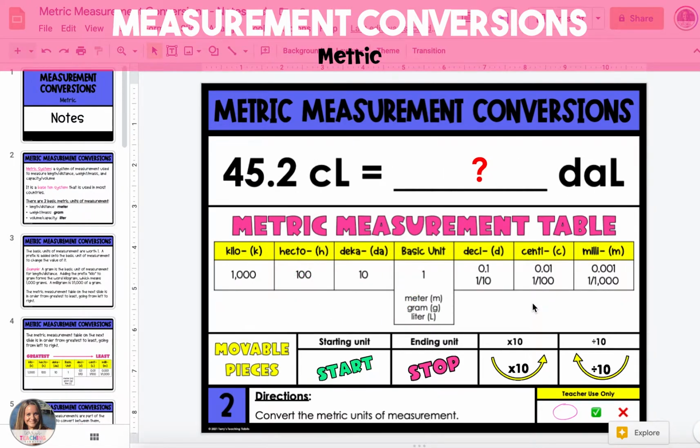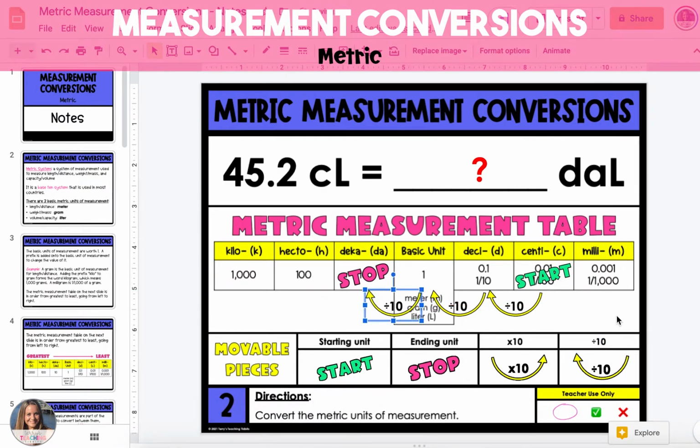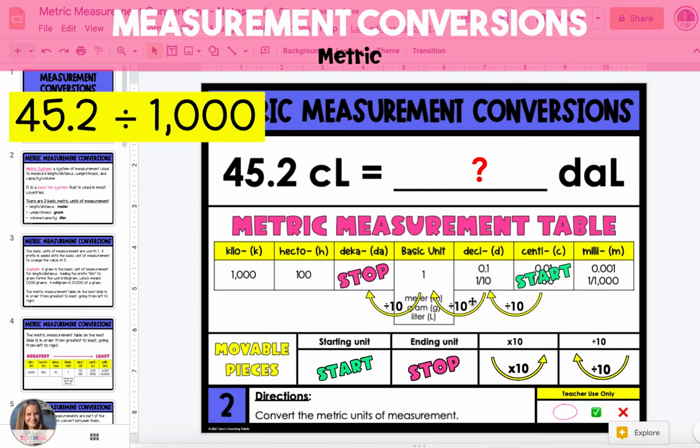In the second example, we're converting 45 2/10 centiliters to decaliters. Drag start over centi on the metric measurement table, and then drag stop over to deca on the table. This time we're converting a smaller unit to a bigger unit, and any time that we do this, we're going to divide. So every time we move a place to the left on the metric measurement table, we're going to divide by a power of 10. So altogether, we are dividing by 3 powers of 10, or 1,000.